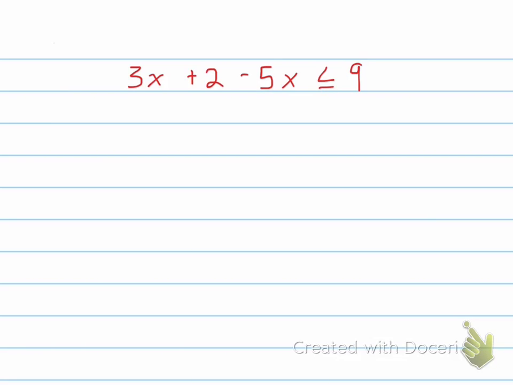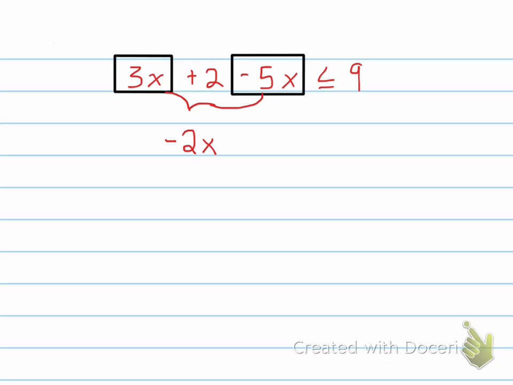Alright, whoa, what is this? 3x plus 2 minus 5x is less than or equal to 9. These are like terms, so I can combine these. So 3 minus 5 is negative 2x, and then recopy this plus 2 is less than or equal to 9.